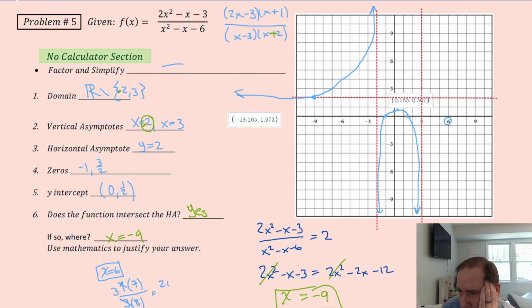I'm getting 21 over 8. I just want to be more than 2. 16 over 8 would be 2. So 21 over 8 is more than 2 for sure, but less than 3. So I'm somewhere between these values. And then I can draw the rest of my branch. It's just going to come down, pass through that point, and be asymptotic. So there you go. There's that graph, and there's all the questions answered.